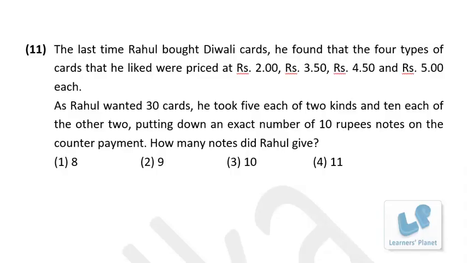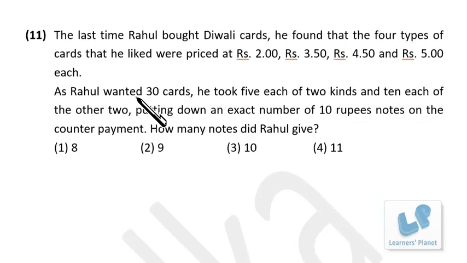Now, see this question. The last time Rahul bought Diwali cards, he found that four types of cards that he liked were priced at rupees 2, 3.5, 4.5, and rupees 5 each. As Rahul wanted 30 cards, he took 5 each of two kinds and 10 each of the other two, putting down an exact number of 10 rupee notes on the counter for payment. How many notes did Rahul give?